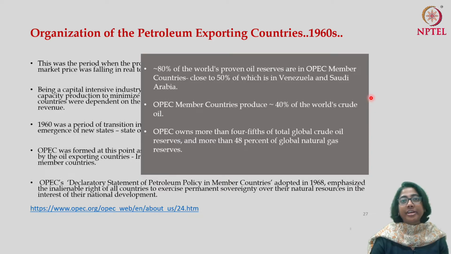They have a very significant share in the export as well, although in recent times the share of OPEC in export has been declining, and that has become a point of concern for the OPEC member countries. Finally, OPEC not only plays in the field of the international oil market, but it has natural gas reserves as well. So it owns more than 4/5 of global crude oil reserves and more than 48% of global natural gas reserves.